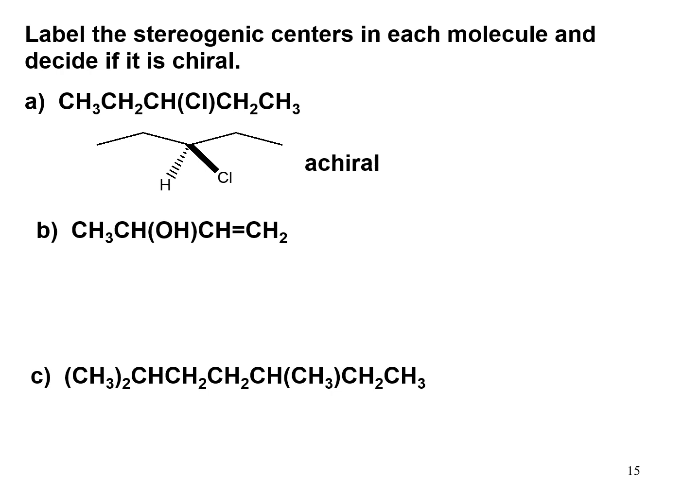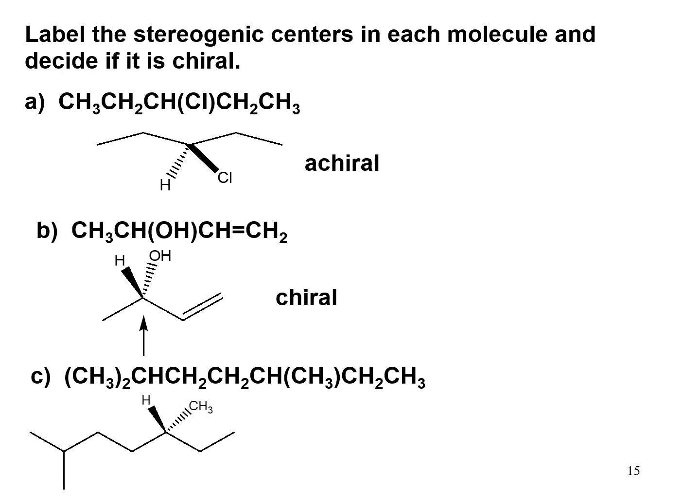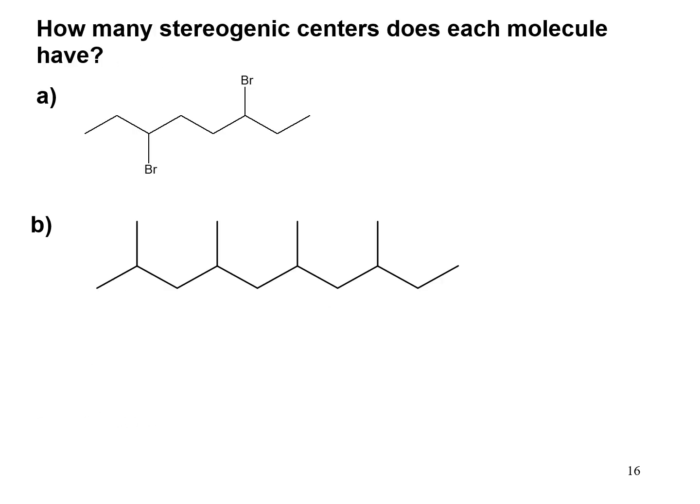When you look at this one, you look at this stereogenic center. It is a chiral compound, because a stereogenic center is there. When you look at this one, this carbon also has a different stereogenic center. Therefore, the compound is chiral.